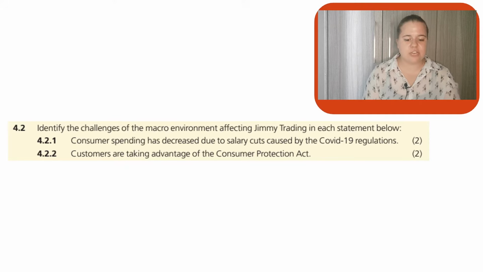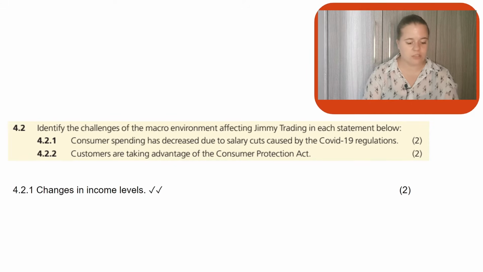Then identify the challenges of the macro environment affecting Jimmy trading with each of the statements below. So identifying the challenge for each, you're going to get 2 marks for each of them. Consumer spending has decreased due to salary cuts caused by the COVID-19 regulations. The answer there is changes in income levels. Then customers are taking advantage of the Consumer Protection Act. The challenge there is changes in legislation.